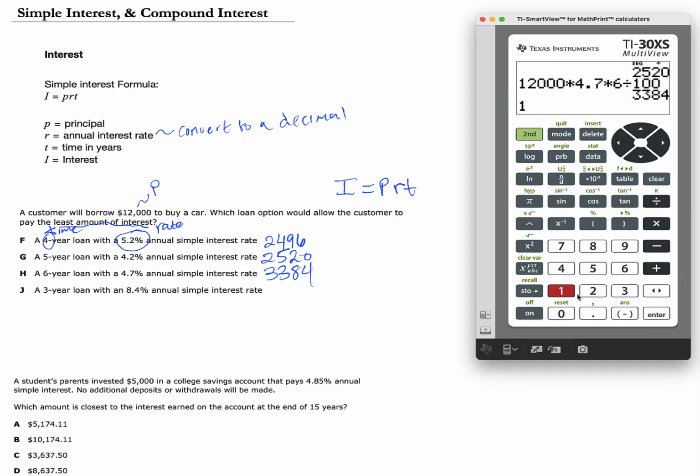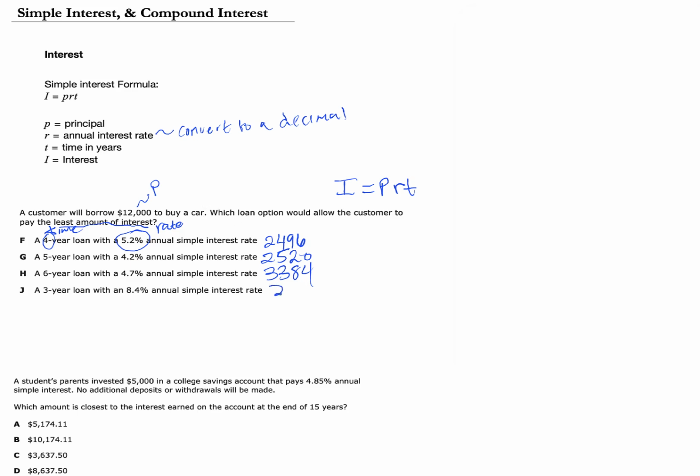And last but not least, we're going to go to the last one, which is a 3-year loan. So we have 12,000 times 8.4 times 3 and divide by 100. And that comes to a value of 30.24. Yes, I was correct. 30.24.